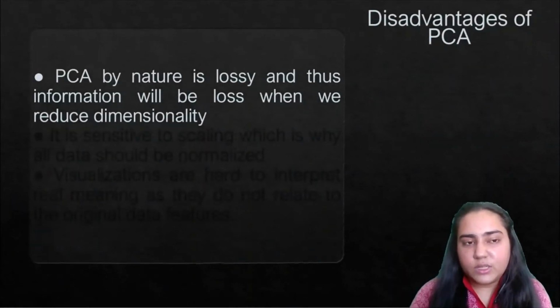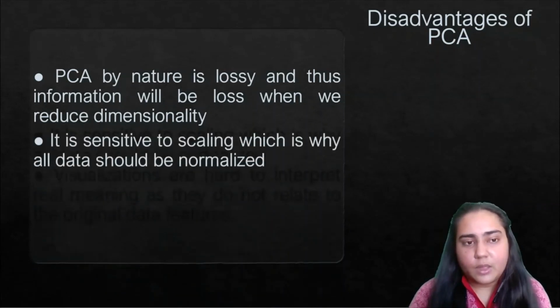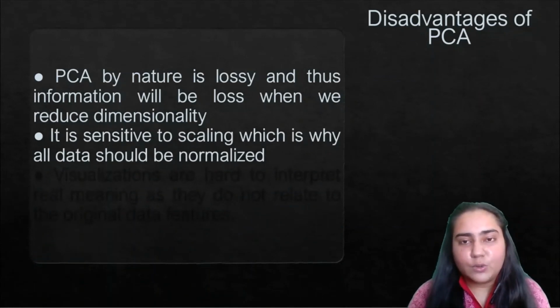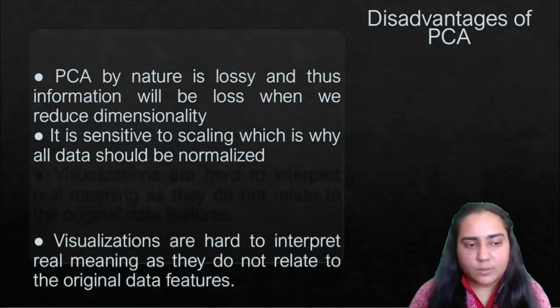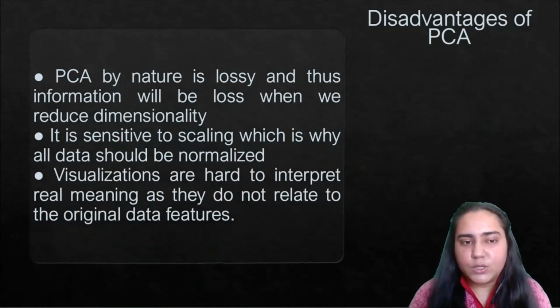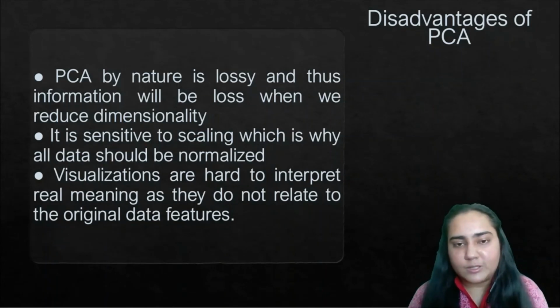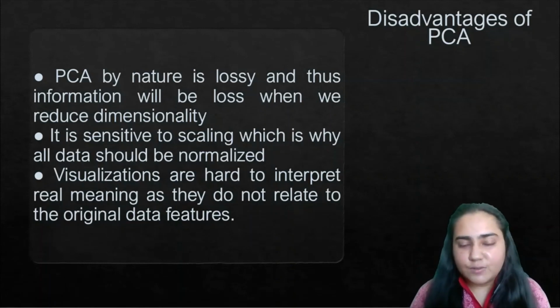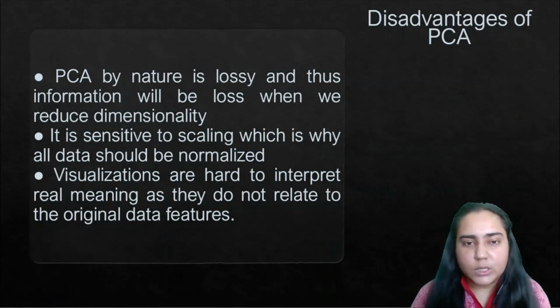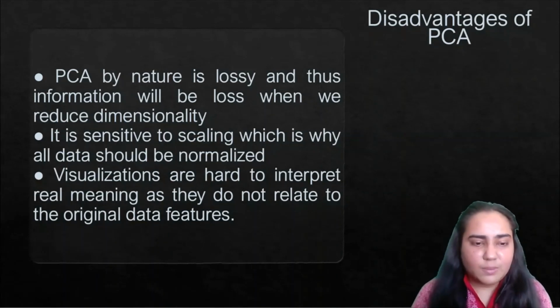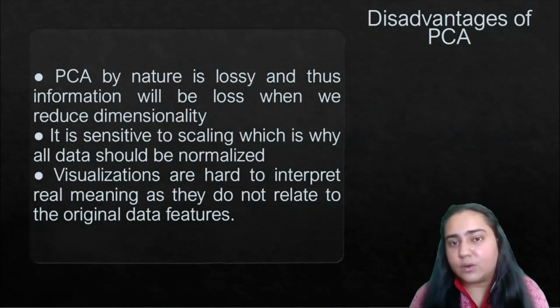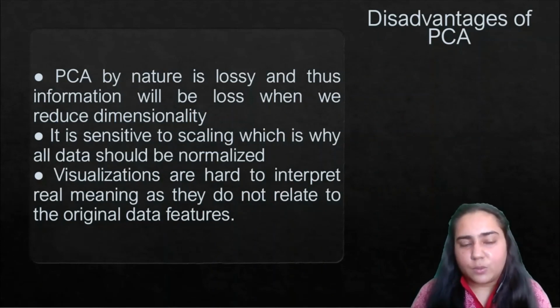PCA by nature is lossy, and thus information will be lost when we reduce dimensionality. It is also sensitive to scaling, which is why you have to normalize your data set before starting. Visualizations are hard to interpret because they do not relate to the original data features. So although PCA can be used to visualize a 10-dimensional data set in a 2-dimensional or 3-dimensional space, such visualizations will be really hard to interpret, because imagine seeing something 10-dimensional in a 2D or 3D space. You won't be able to make out what it means.